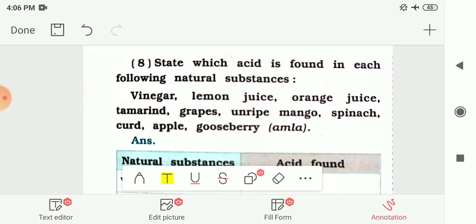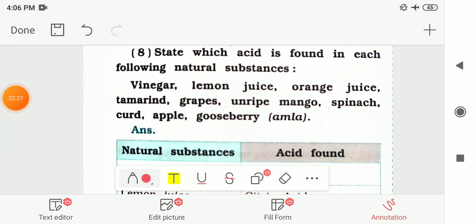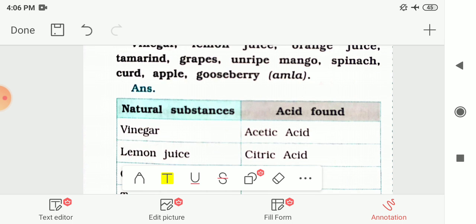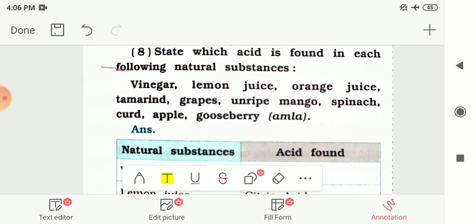Now next is 8 number. The question is, state which acid is found in each of the following natural substances. Natural substances are given to you. We have to write the name of the acid which is found in that substance. So here let me directly check the answer. Here some names are given to you.